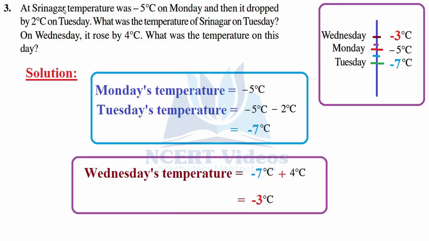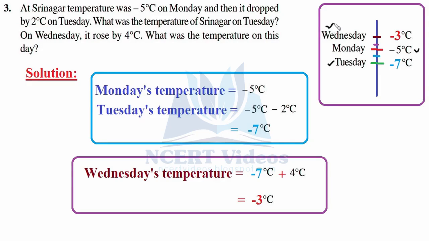Third, at Srinagar, the temperature was minus 5 degrees Celsius on Monday. As you can see here, on Monday we have depicted on this vertical line minus 5 degrees Celsius and then it dropped by 2 degrees Celsius on Tuesday. You can see here, a reduction of 2 degrees leads to minus 7 degrees Celsius. Means the temperature becomes colder. Now, what was the temperature of Srinagar on Tuesday? On Wednesday, it rose by 4 degrees Celsius.